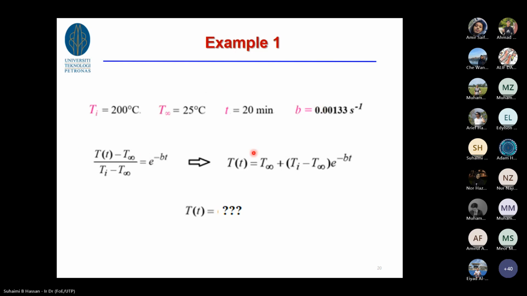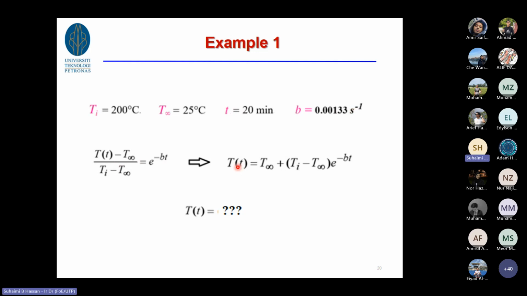Okay. TT is from this equation: TT minus T ambient divided by Ti minus T ambient equal to exponential negative BT. All right. B is already calculated here. Time is 20. Okay, take note, time in second. We have to convert in second because B is already in second in the unit. So time here is 20 times 60, converted into second. B in second power negative 1.